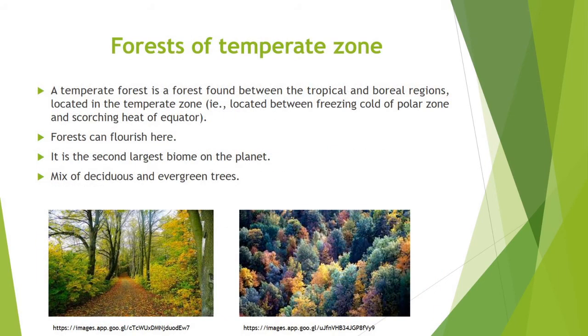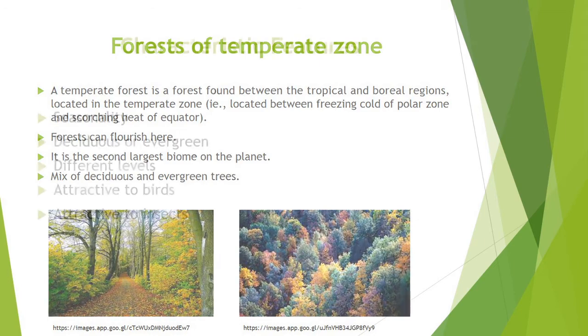Forest of temperate zone. A temperate forest is a forest found between the tropical and boreal regions, located in the temperate zone, between the freezing cold of the polar zone and the scorching heat of the equator. Forest can flourish here because of the normal temperature. It is the second largest biome on the planet. We can see a mix of deciduous and evergreen trees here.